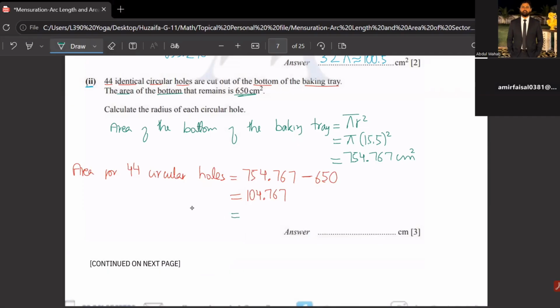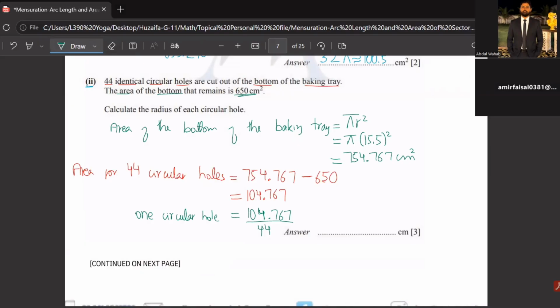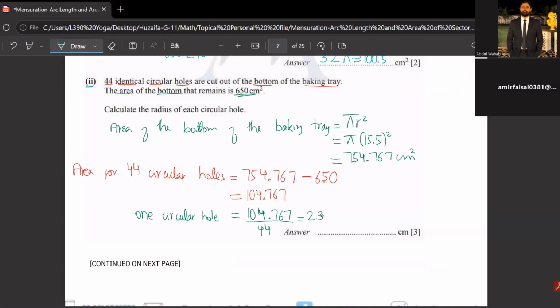For each one circular hole, we just divide this area, 104.767, by 44. If I divide this value by 44, I get 2.381. 2.381 is the area of a single circular hole.